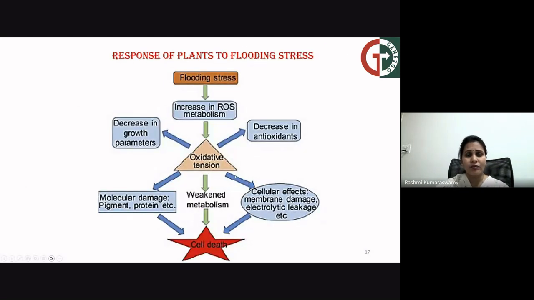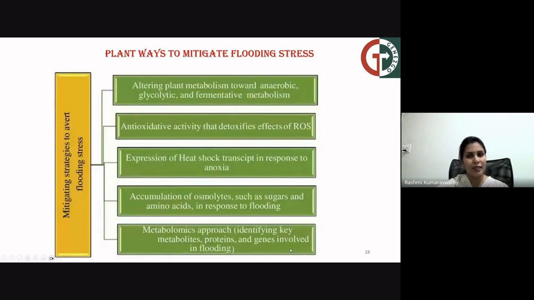And as I told in the earlier stress also, there will be production of reactive oxygen compounds during this flooding condition also, and this will lead to oxidative stress, and this will inhibit the metabolic activities of the plants, and this will lead to cell death. So how to mitigate this flooding stress?